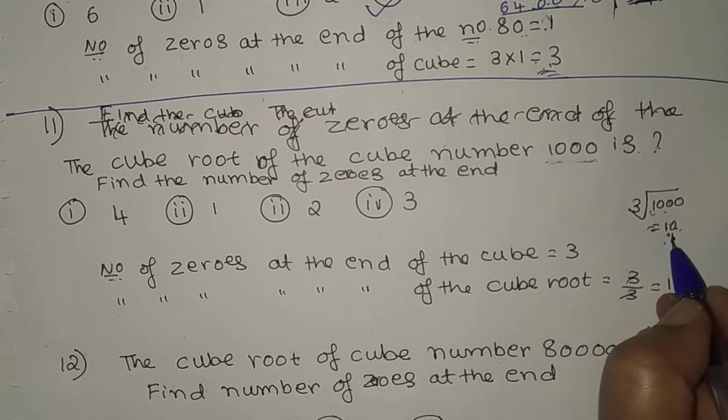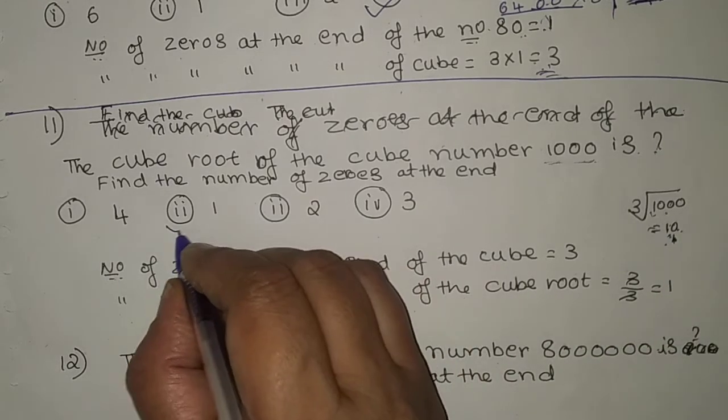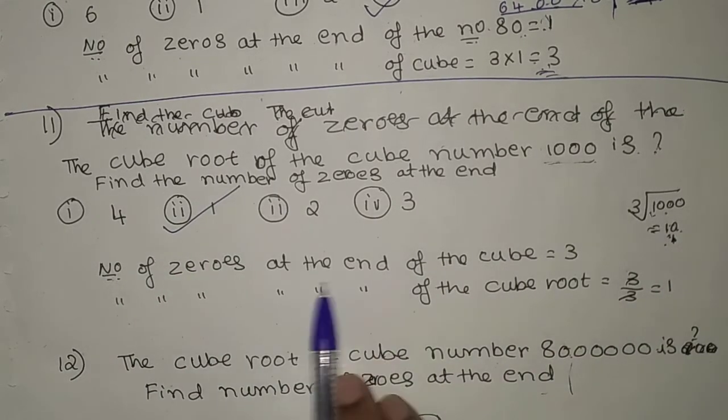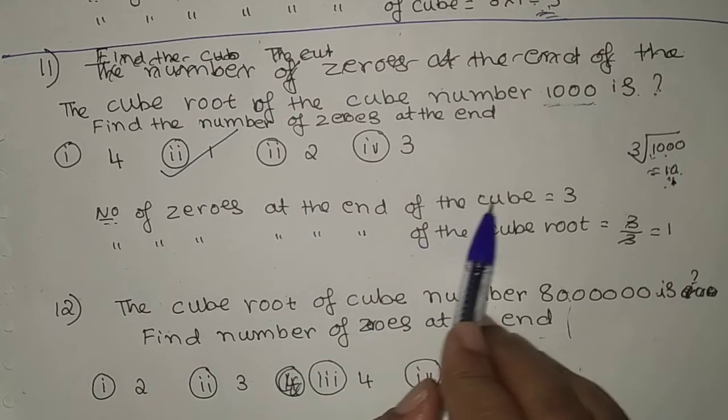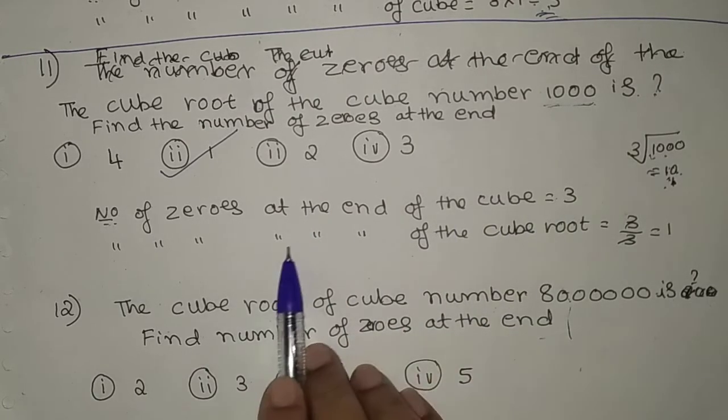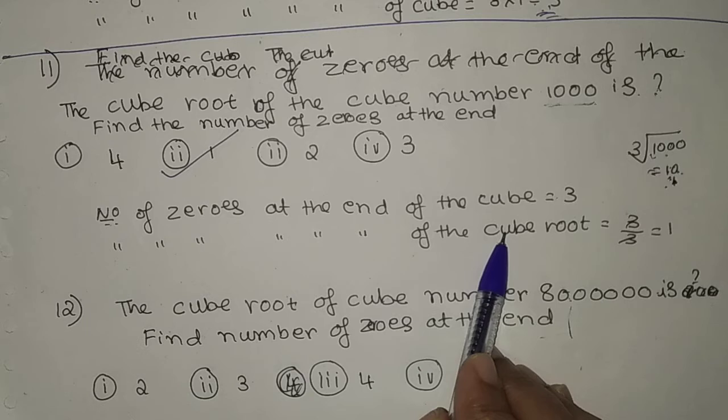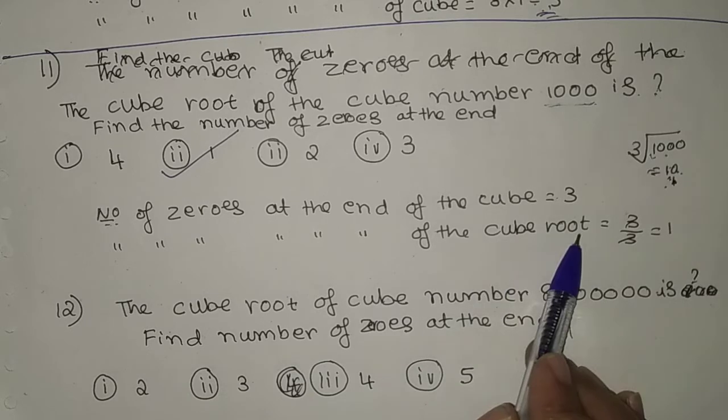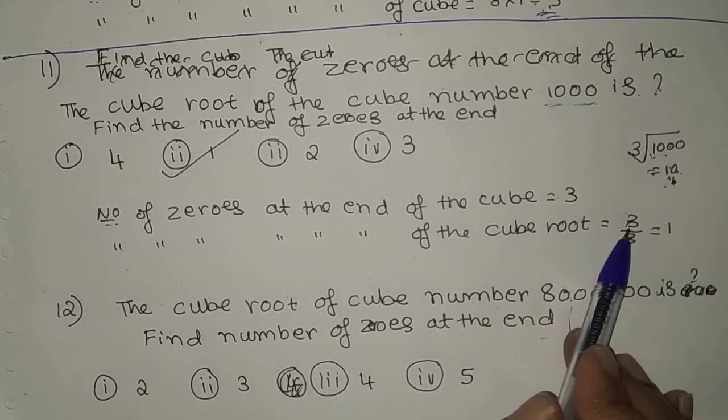So the cube root of 1000 is equal to 10, and the number of zeros at the end will be only 1. So which is the option here? Option B is the correct answer. Or you can do it like this: the number of zeros at the end of the cube is 3, the number of zeros at the end of the cube root is 3 divided by 3. This is also correct.